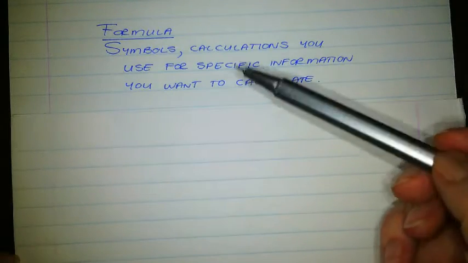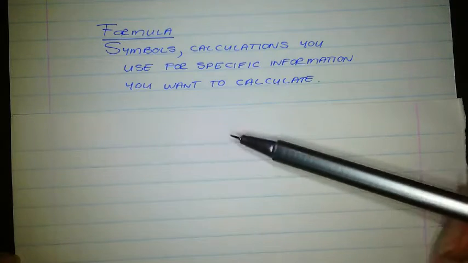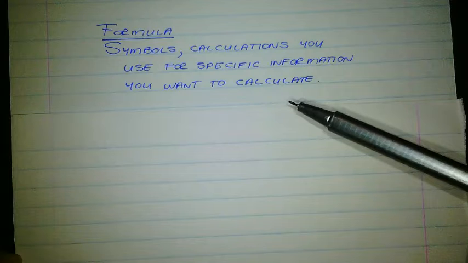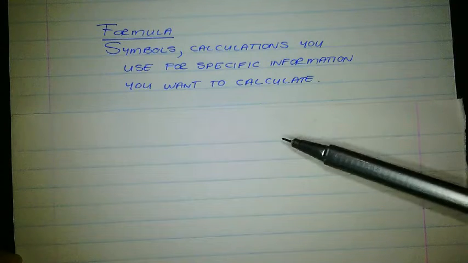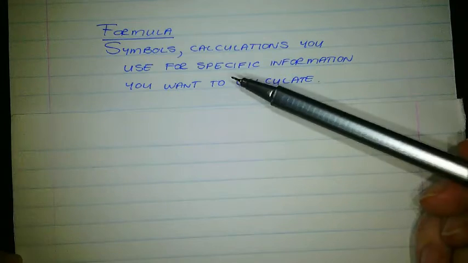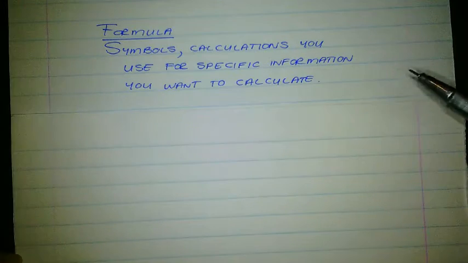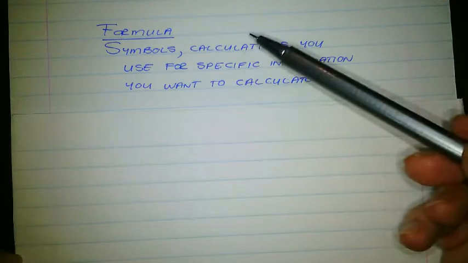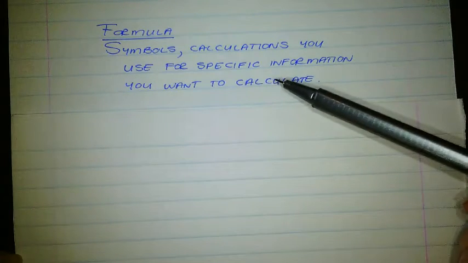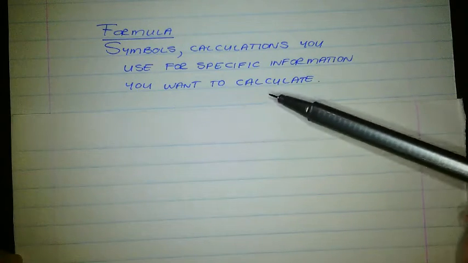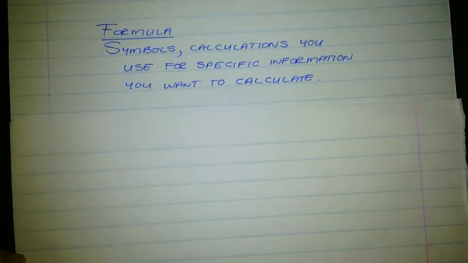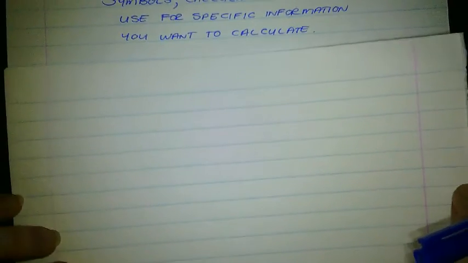A formula is basically symbols and calculation signs and so on that you use to get specific information you want to calculate. The purpose of a formula is that when you have a lot of information, instead of just having a plus or a minus or a calculation sign, you've got a lot of information that you have to combine to make a specific calculation.